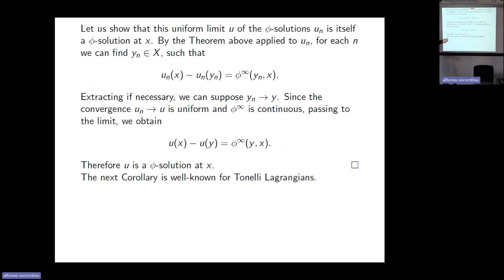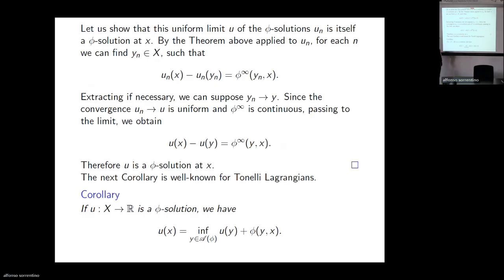And now, the next corollary is just the representation formula, which is well known for Tonelli Lagrangians, that if u is a phi solution, then it is equal to the infimum for y in the Aubry set of uy plus phi of yx. So in particular, two solutions which coincide on the Aubry set coincide everywhere.